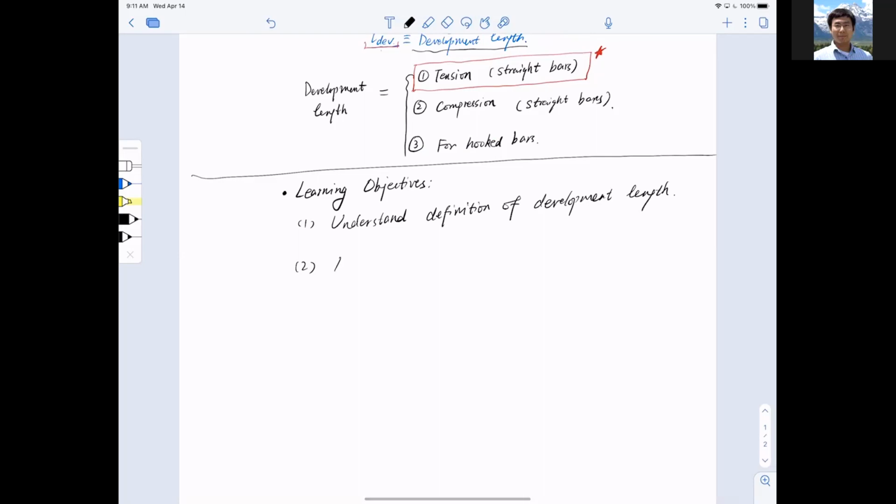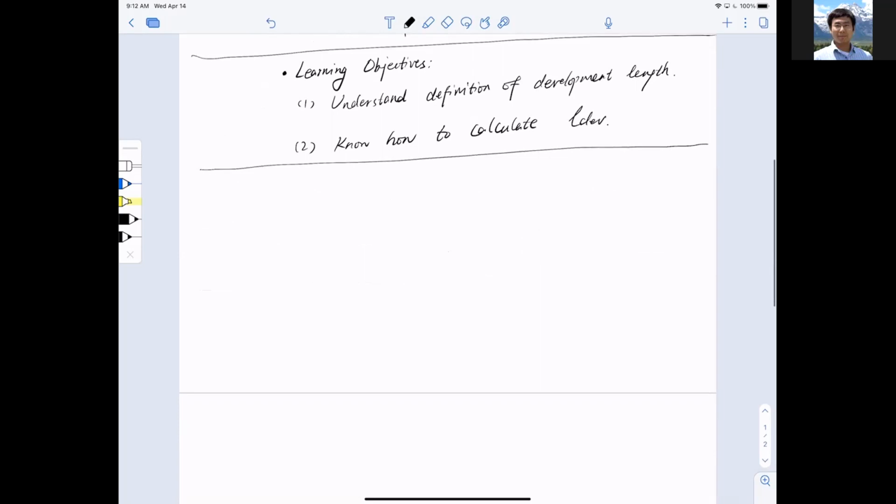And the second is we need you to know how to calculate this development length. Of course, we'll give you the equation for it and you plug in the right numbers. But knowing how and why, let's go beyond just superficial wording. Let's dive into the details about this development length.